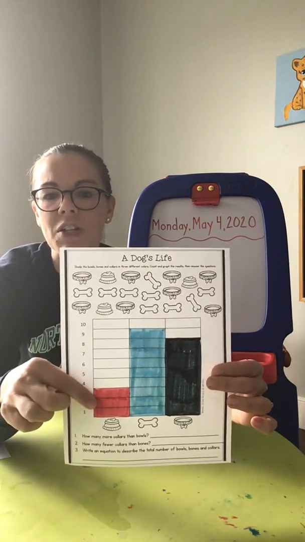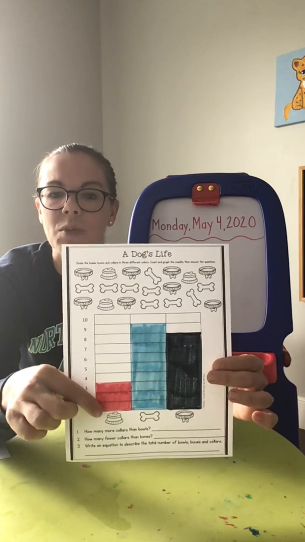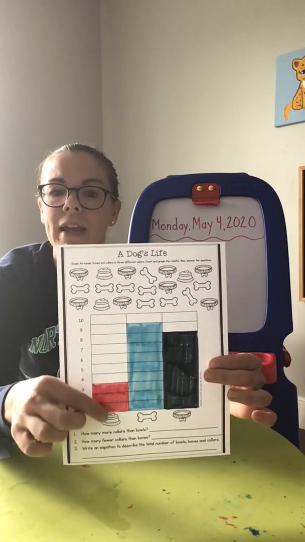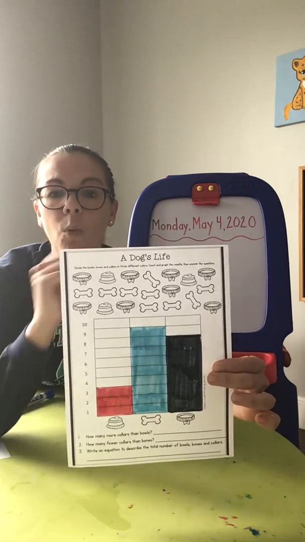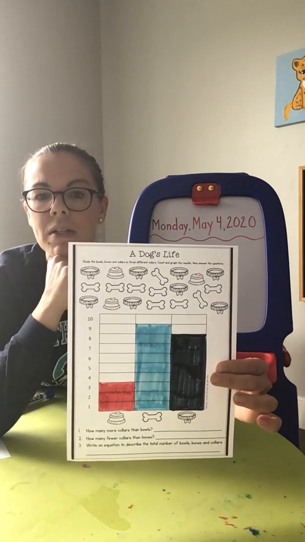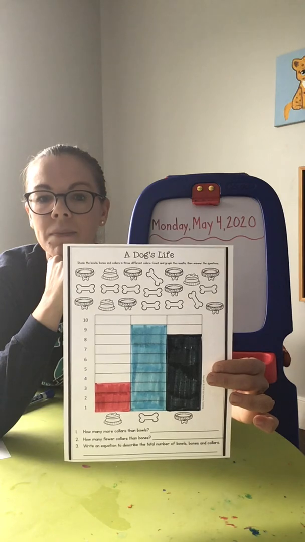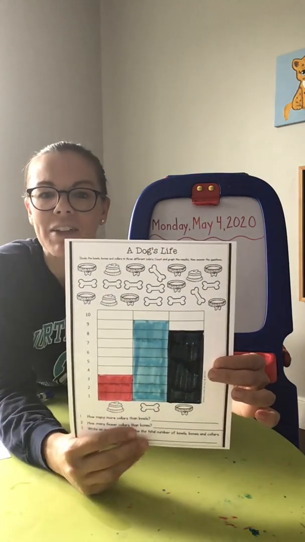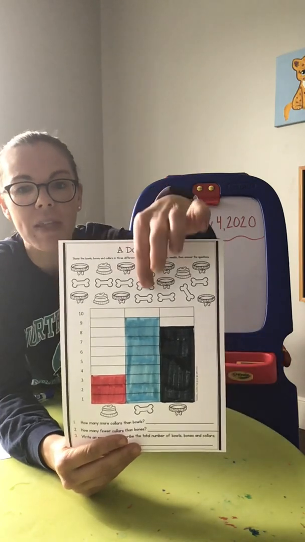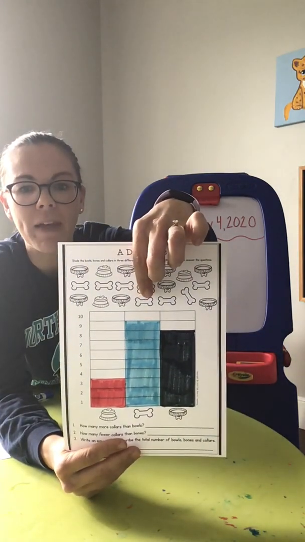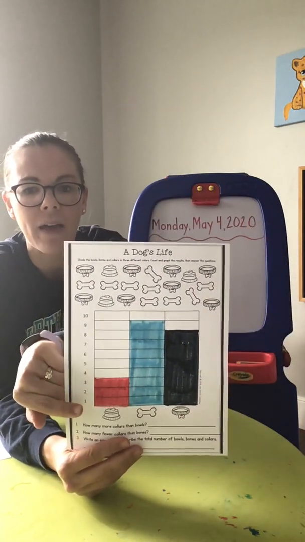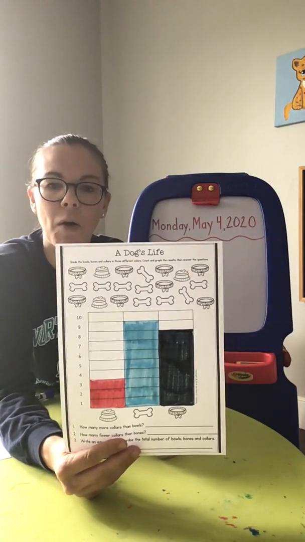So just by looking at my graph, which object has the fewest amount of boxes? If you said the dog food, you're right. It has 1, 2, 3. It is the shortest bar colored in on our graph, all right? Which one has the most? If you said the dog's bones, that is right, you got it, good job. That shows the highest bar colored, and we can look at it and see that it's higher than the collars and it's higher than the food, which means it has the most.